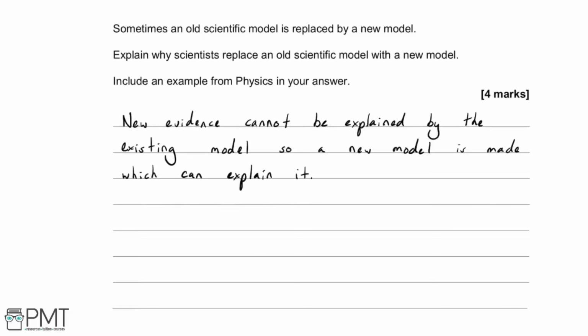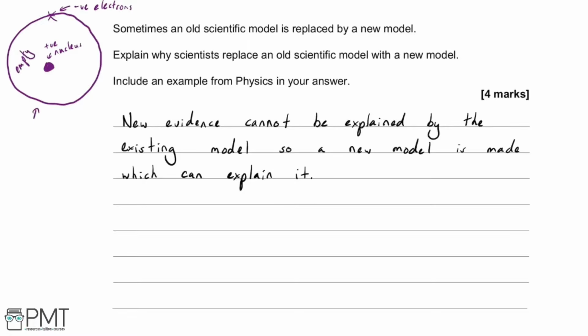And the example that I'm going to use for this is the plum pudding model of the atom being replaced by the nuclear model of the atom. You should have heard of this and Rutherford's experiment with alpha particles being fired into gold foil. And most of the alpha particles went straight through the gold foil, but a few were repelled. And because of that, he realised that there must be a concentrated nucleus at the centre of each atom, which has a positive charge, and that's why it was repelling the positive alpha particles, but the rest of the atom must be mostly empty space.